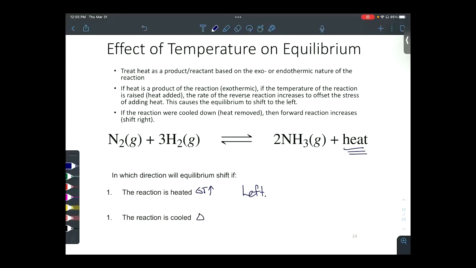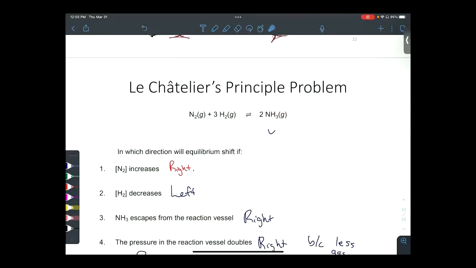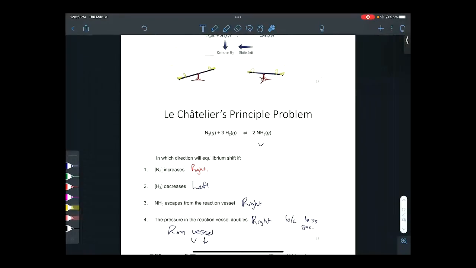Okay, so we're going to decrease the temperature of the vessel and it's going to go to the right in that case, all right? So you just treat heat as a product or reactant just like you do the other substances. But the trick here is, in this reaction I told you where heat is, but I could have easily given you this reaction and told you, hey, this is an exothermic reaction, and you would have to know what side heat has to be on in order to answer questions that relate to changing the temperature of the reaction vessel.